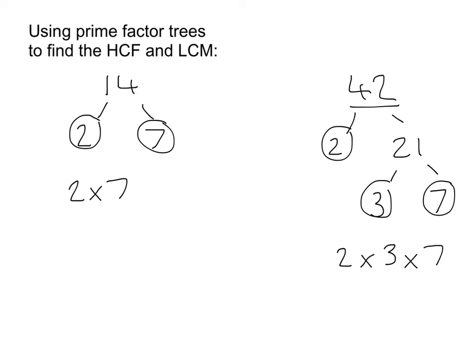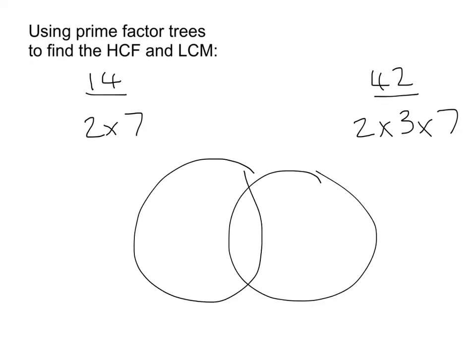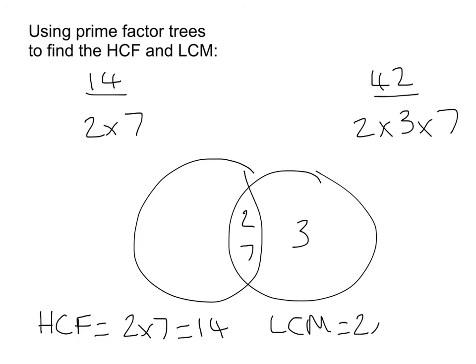Now that I've expressed those as a product of their prime factors, let's write that down and get our Venn diagram drawn. So let's draw our Venn diagram. Again, in the middle, the ones they have in common, which are 2 and 7, and the only one which needs to go in the left or the right is for 42, which is a 3 on the right. So my highest common factor is 2 times 7, which is 14, and my lowest common multiple is 2 times 7 times 3, which is of course 42. Okay, hope that helped.